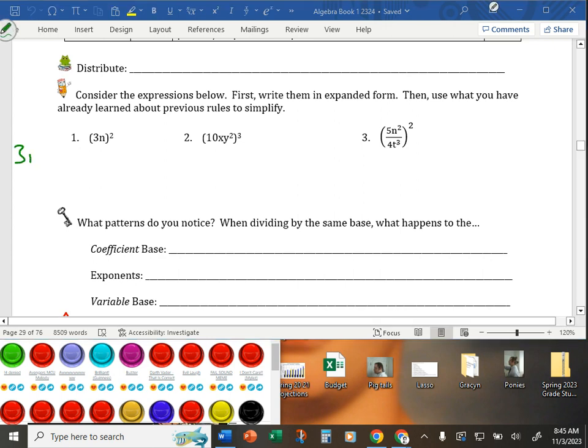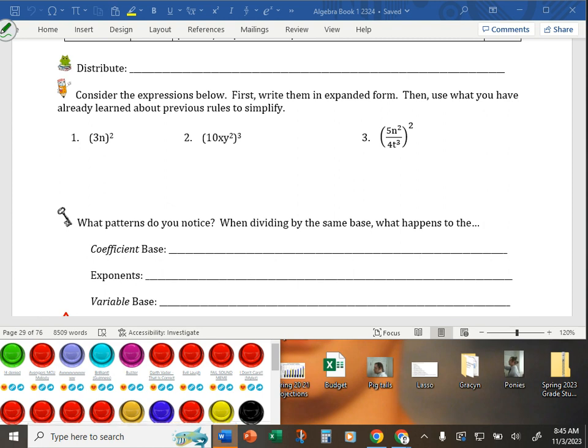Without parentheses, 3n squared, that 3 is a coefficient, right? It's not part of the power. In expanded form, it'd be 3 times n times n. Only the n is squared, not the 3. But with parentheses, now this base has been expanded. The base has been expanded and what is being squared is the entire thing. So instead of 3 times n times n, we have 3n times 3n, right? What parentheses do to a base is they include all that other stuff.